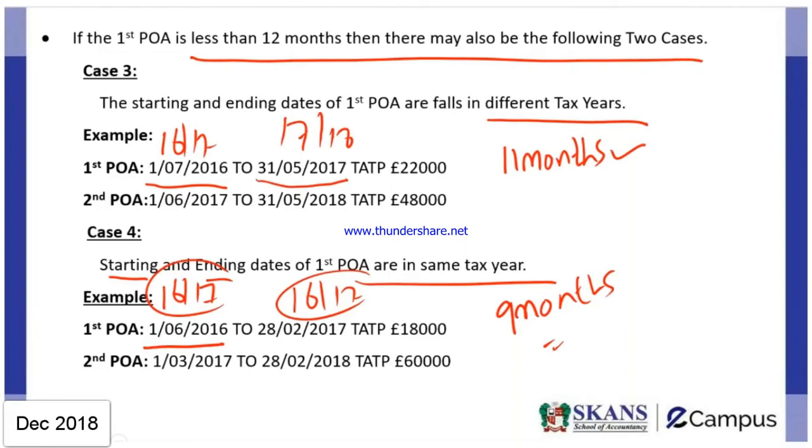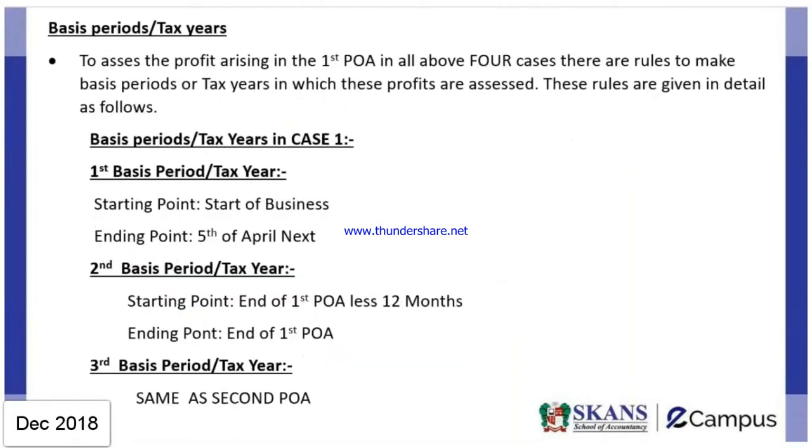Now I'm starting the basis period. Now I'm applying the basis period to these cases. First of all, identify again, I'm repeating again and again: first identify the length of the period of account, then identify the case. So case 1 means the starting and ending dates of the first period of account are in different tax years. Now, what is the rule to find out the basis period under case 1?